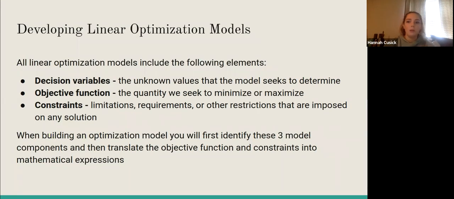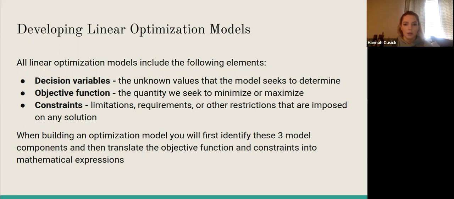Now that we know what linear optimization is, we'll look at developing a linear optimization model. All linear optimization models include the following three elements. The first is decision variables. These are the unknown values that the model seeks to determine. Depending on the application, decision variables might be the quantities of different products to produce, the money spent on projects, the amount to ship from a warehouse to a customer, or the amount of shelf space to devote to a product.